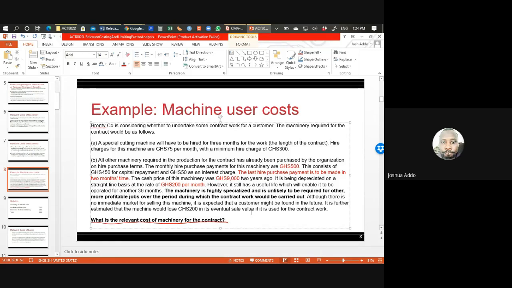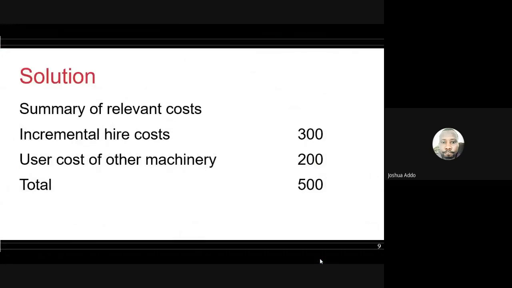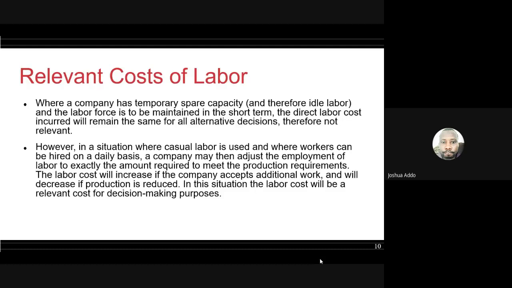Okay, so we have been able to identify all the relevant costs and those that are not relevant costs. If you have to prepare a summary sheet for relevant cost of using the machinery that should be chargeable to this contract, this is how it may appear. Summary of relevant cost. Incremental hire cost, that is the special cutting machine, 300. The one that the guy was taking 75 cedis per month, but this is the minimum he will take. So this is the cost to the contract. User costs, that is the cost that comes about as using the machinery. It was said that when the machinery is used for the special contract, it will lose sale value of 200. That 200 should be charged to the contract. A total of 500 Ghana cedis of machine cost in this particular scenario is what should be chargeable to the contract. Any questions? No, sir.